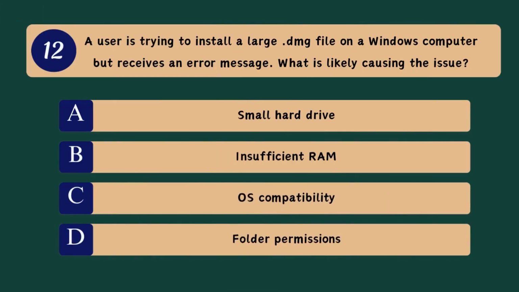Question 12. A user is trying to install a large .dmg file on a Windows computer but receives an error message. What is likely causing the issue? A. Small hard drive. B. Insufficient RAM. C. OS compatibility. D. Folder permissions. Correct answer, C. OS compatibility.